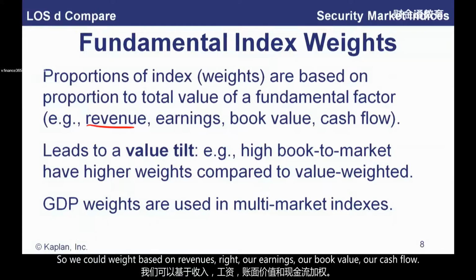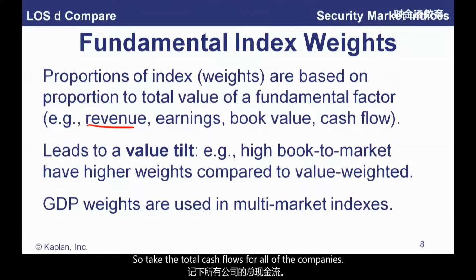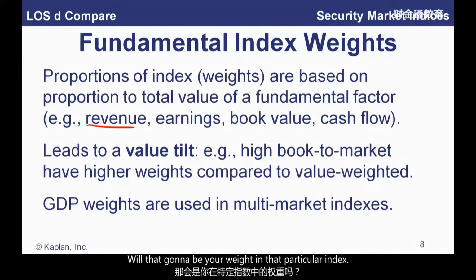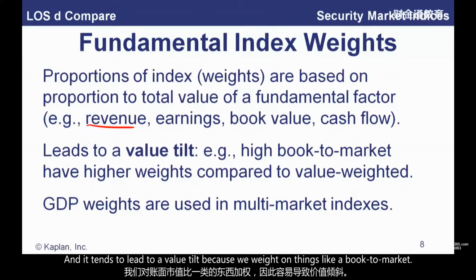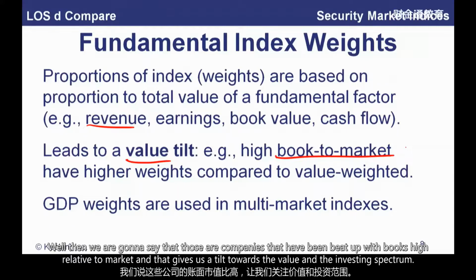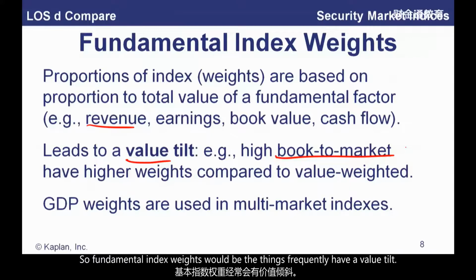So we can weight based on revenues, or earnings, or book value, or cash flow. Take the total cash flows for all of the companies. We're going to say, what portion of the total cash flow did you account for? That's going to be your weight in this particular index. And it tends to lead to a value tilt because we weight on things like book to market. If the book value gets high relative to the market value, then we're going to see that those are companies that have been beat up, and that gives us a tilt towards the value end of the investing spectrum. So fundamental index weights are things that frequently have a value tilt.